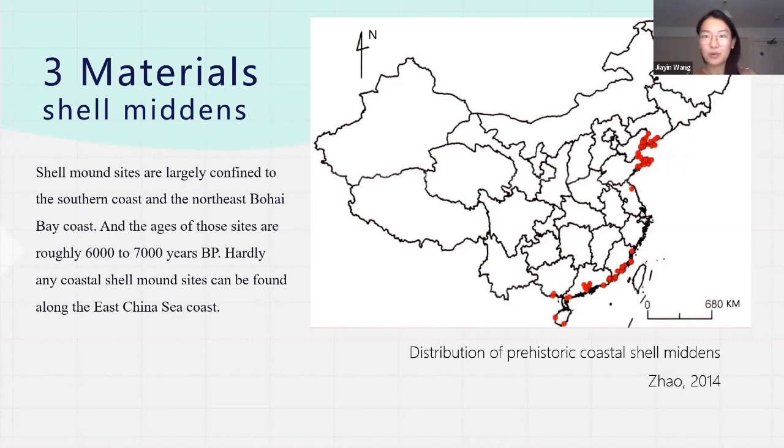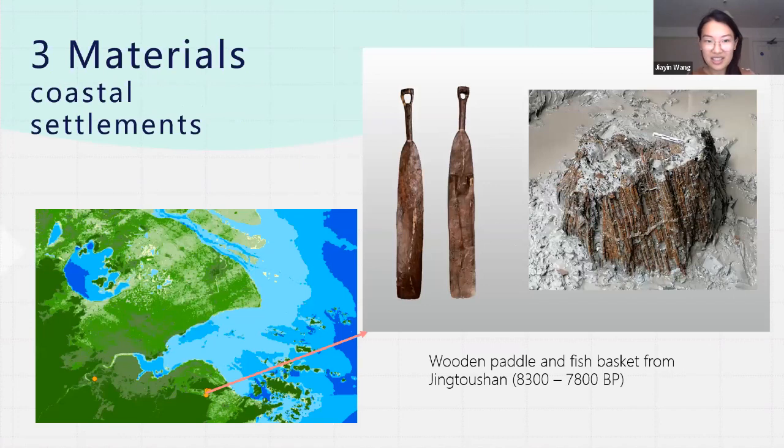However, recently we have found a new site in the Yangtze River Delta, the Jingtoushan site, which proved to be a shell midden site. It is the first shell midden site found on the east coast of China, dated back to 8,300 to 7,800 BP. There are many wooden artifacts found in this site, like wooden paddles and a fish basket.